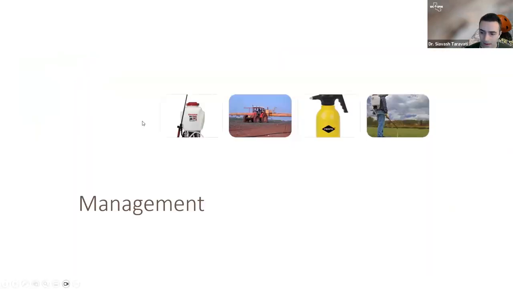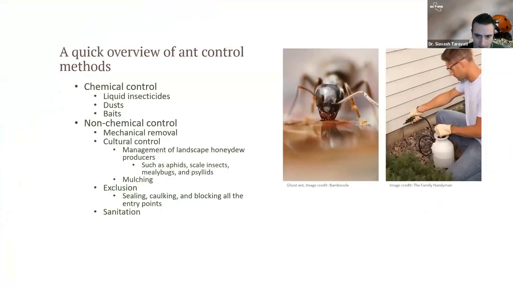All right, so now I'm going to talk about some advanced stuff. Okay, let's get into management. So for ants, obviously, there are many ways to control them. Usually we go with chemical control, anything from liquid insecticide, dust, or bait. But we also have non-chemical methods, which I'm not going to cover much today, except one.